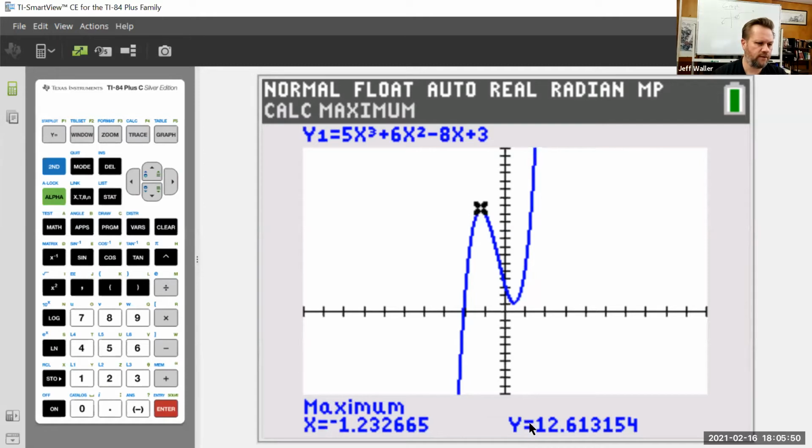I love it. So when they ask you for the local max and min in the book, they normally mean the whole point. So the local maximum for this is going to be the point negative 1.23, comma 12.61, rounding it off a little bit. So can somebody tell me what's the first interval that this thing is increasing on?